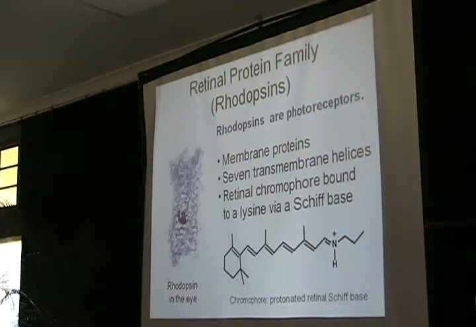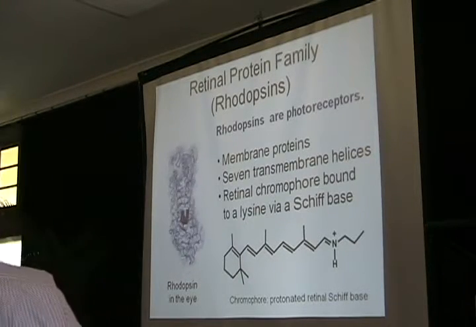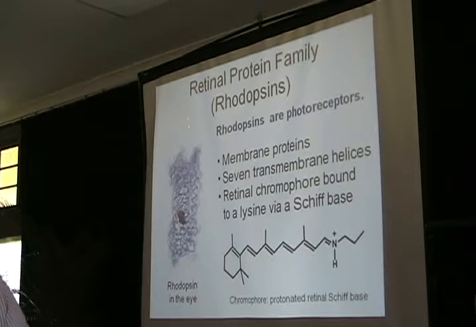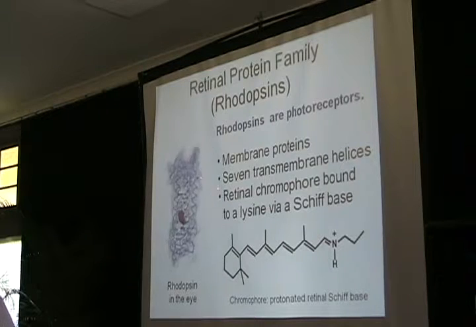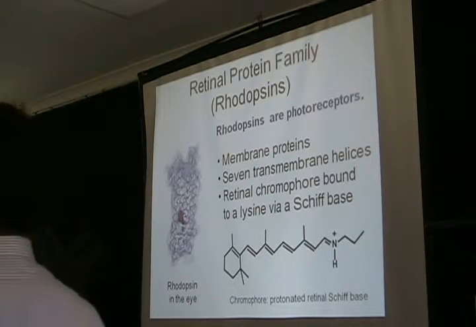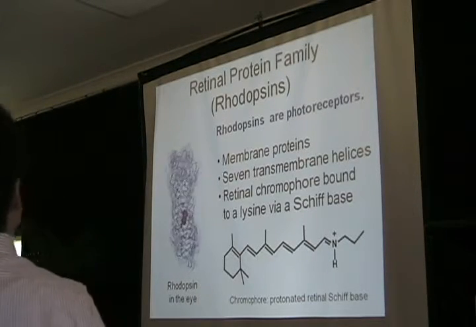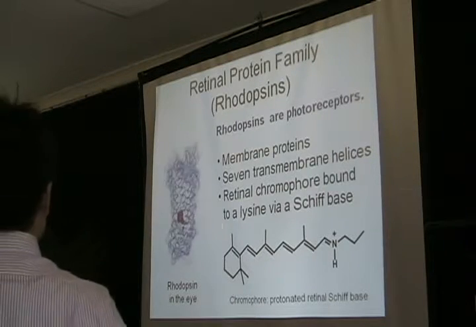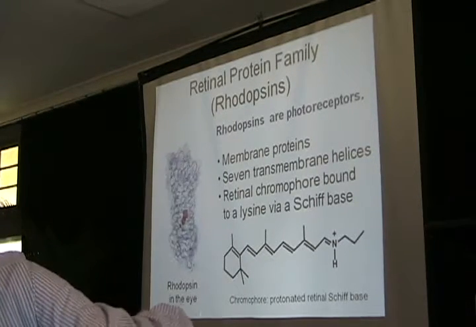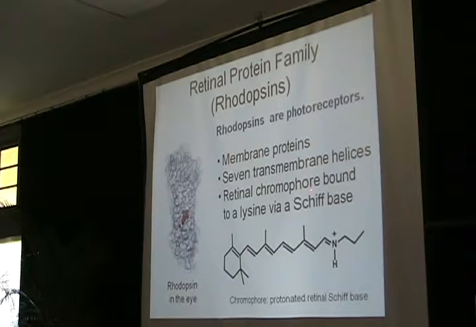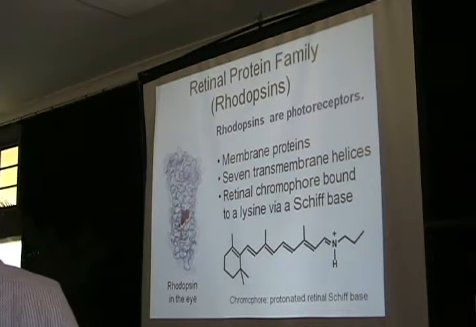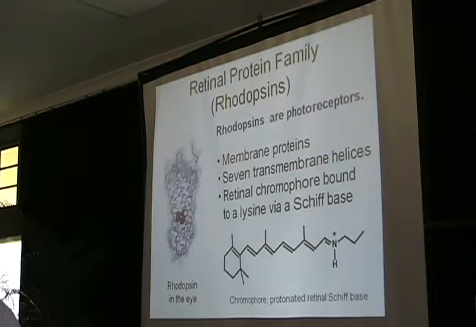So let me first introduce what retinal proteins are. I'm going to talk about two proteins in the retinal protein family, which is also called rhodopsins. Rhodopsins are photoreceptors, and these are membrane proteins. The proteins consist of 7 transmembrane helices like this. And most importantly, the retinal chromophore is bound in the protein as a chromophore to detect light.